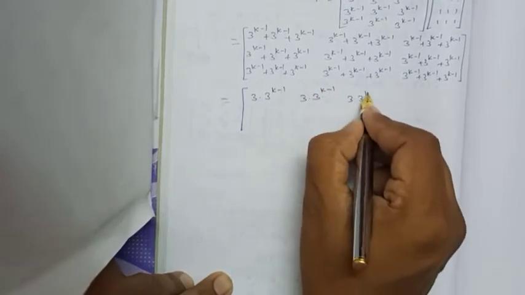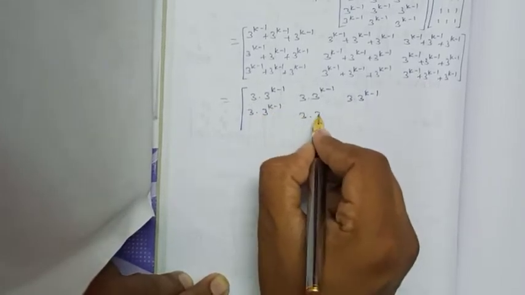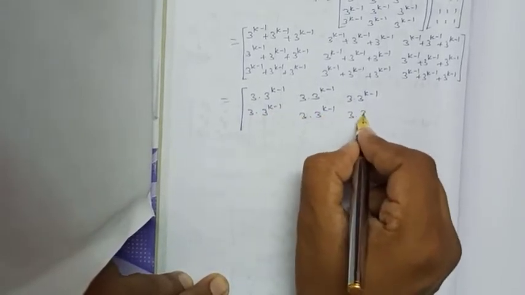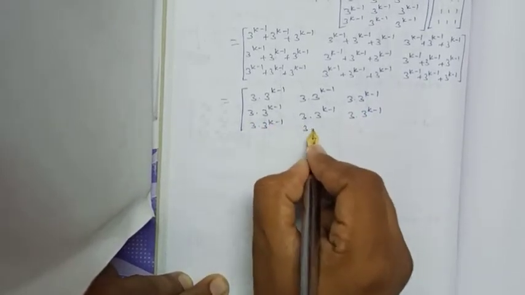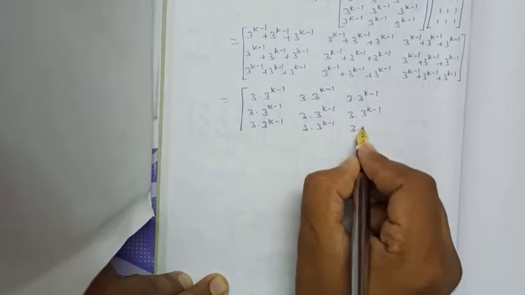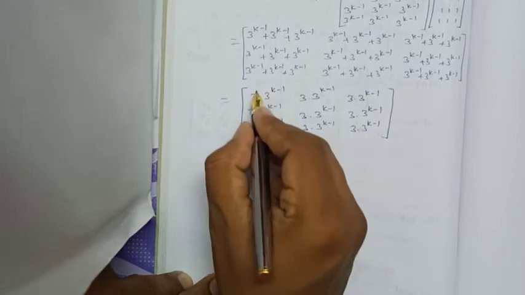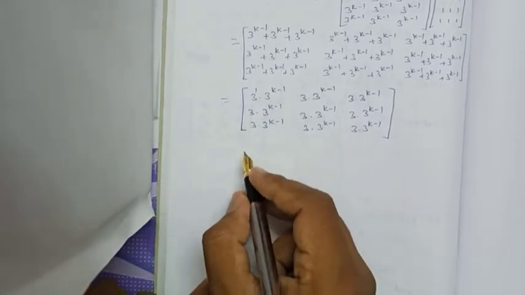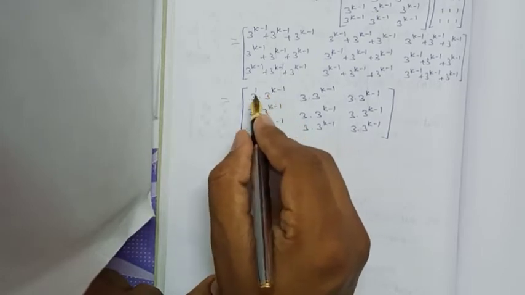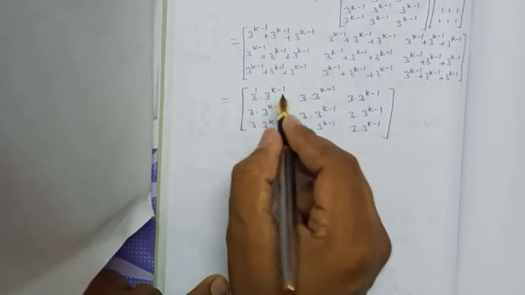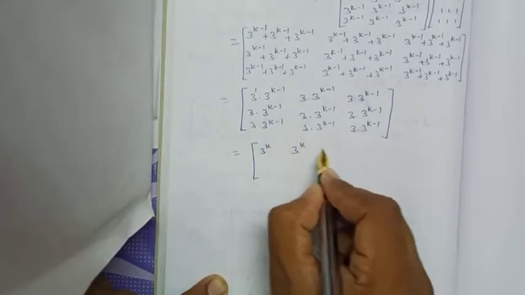Here 3 into 3^(k-1), in every entry. So we have completed the matrix. Now multiply the value. What is the value of the power of 3? That is 1. So we have the base is same, so when we multiply, the power should be added. So plus 1 and minus 1 cancel. We finally get 3^k. Okay. So 3^k.